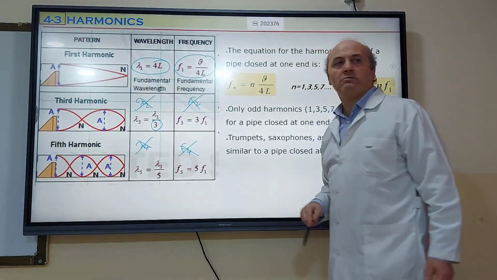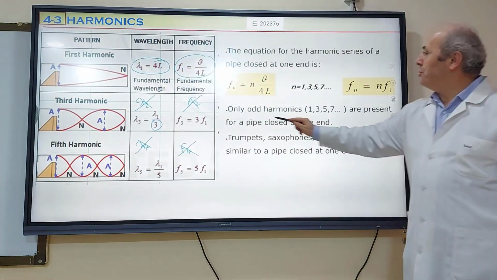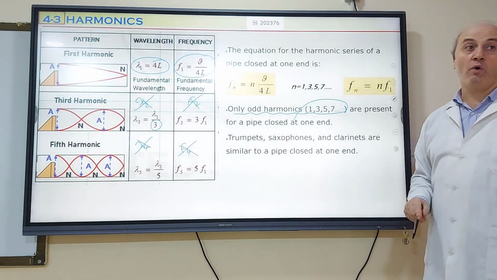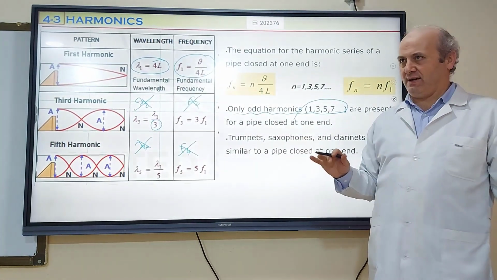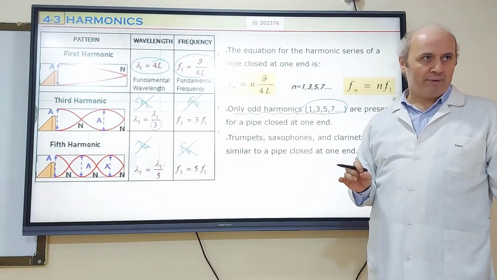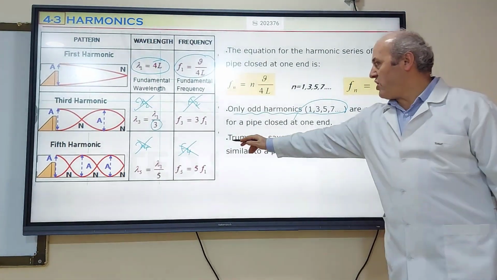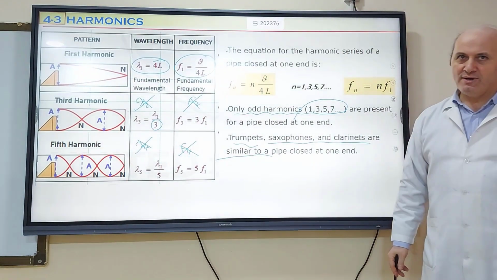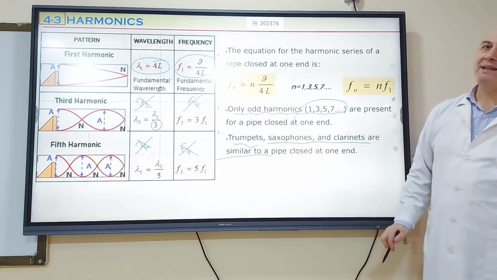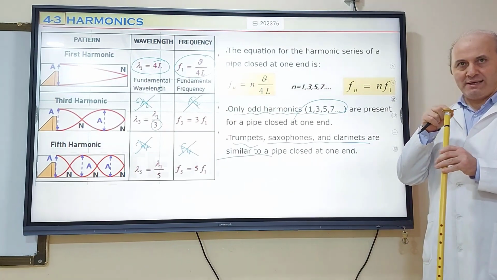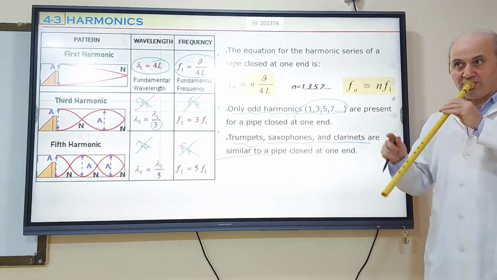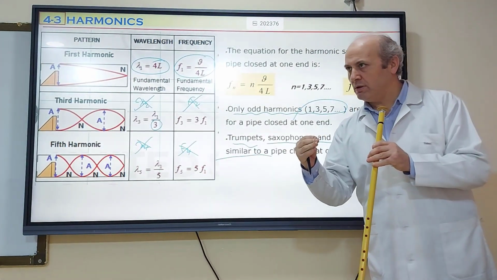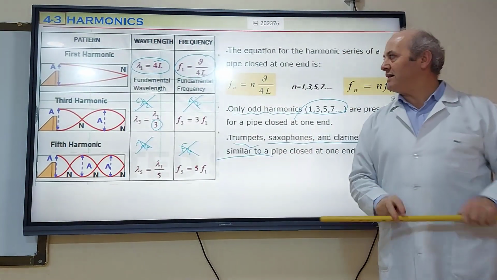In one-end closed pipe, only odd harmonics are present: 1, 3, 5, 7. Of course, we are talking about a perfect one-end closed pipe. That's why trumpets, saxophones, and clarinets are similar to a one-end closed pipe, because when you are playing them, you are closing one end with your lip, but not completely closed. There are still some openings. That's why we said it's close to, similar to, a pipe closed at one end.